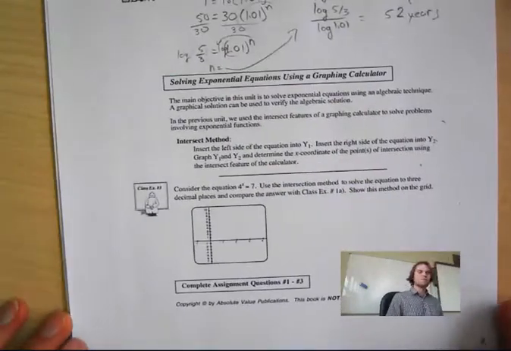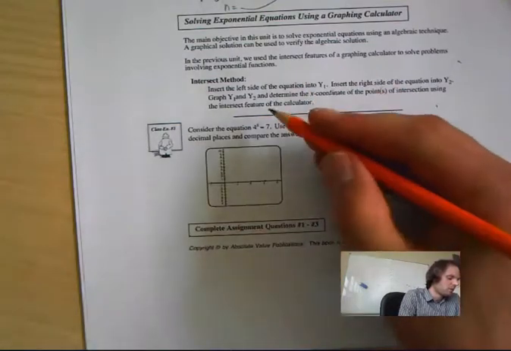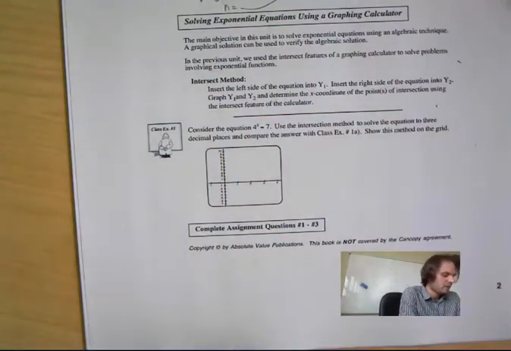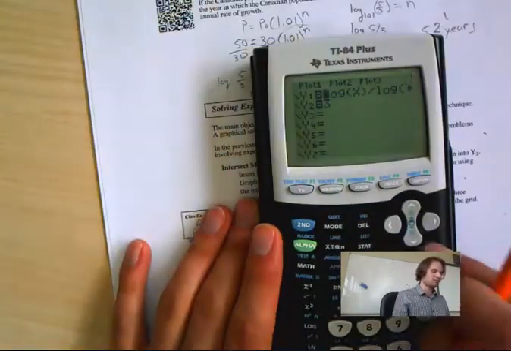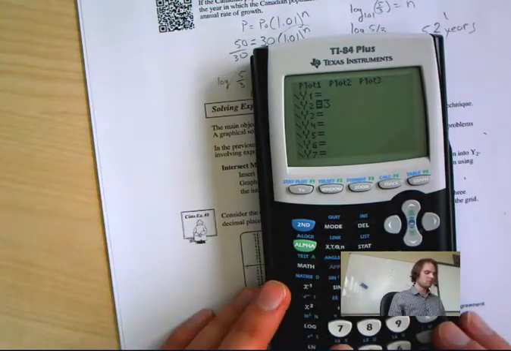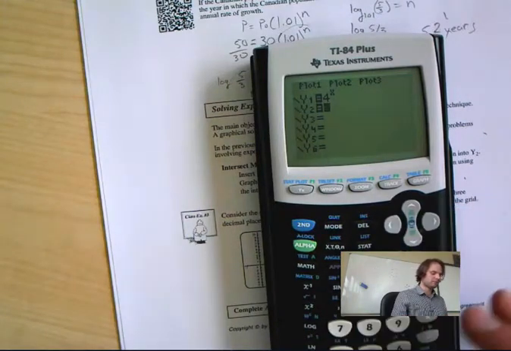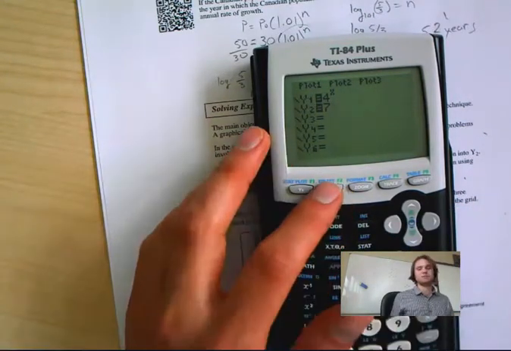Now, here we go. Consider the equation 4 to the power of x, and now we're going to do this like we did before, is equal to 7. So we go into our y equals, and we put in 4 to the power of x, and we want that it's equal to 7.